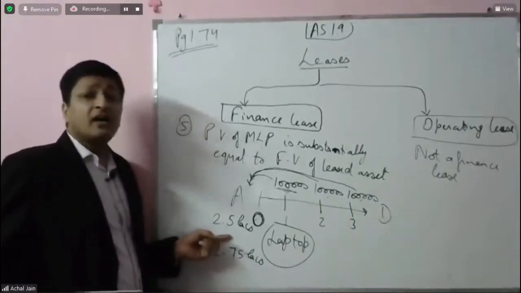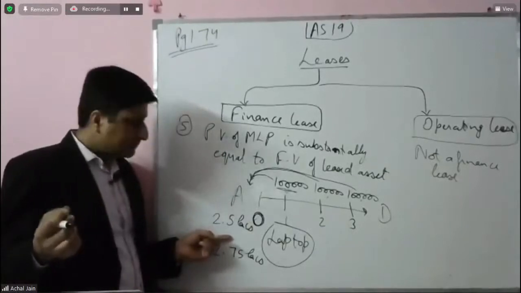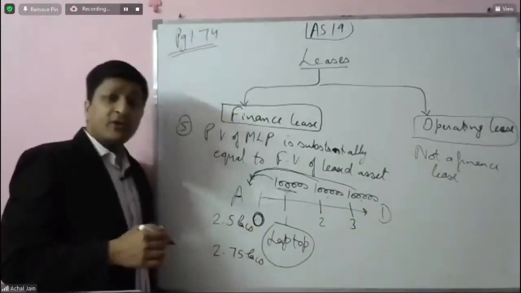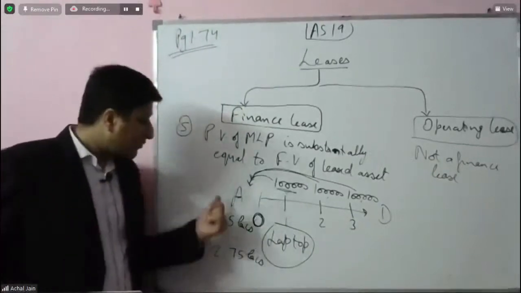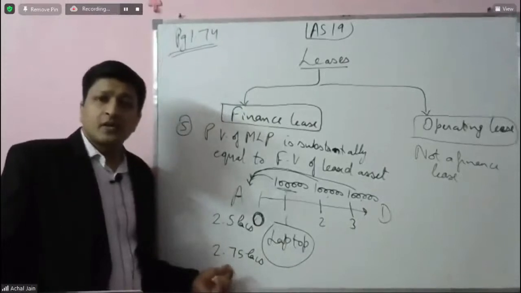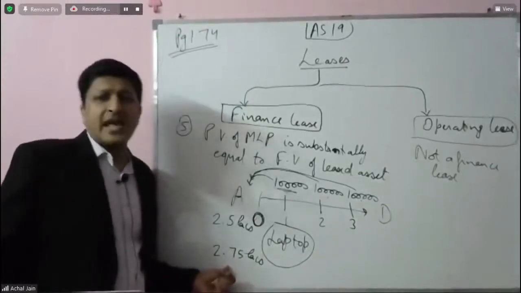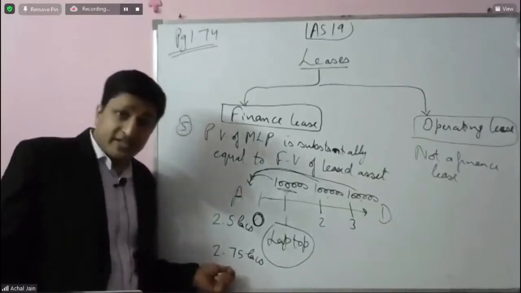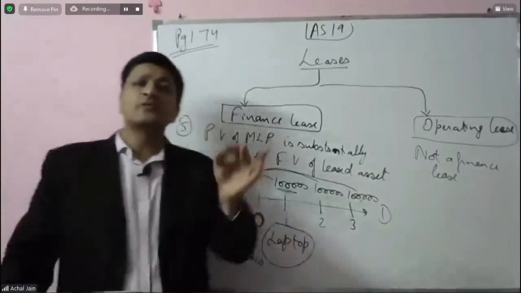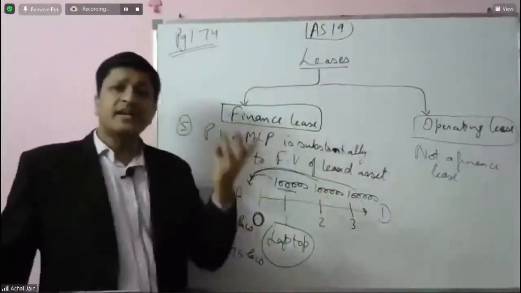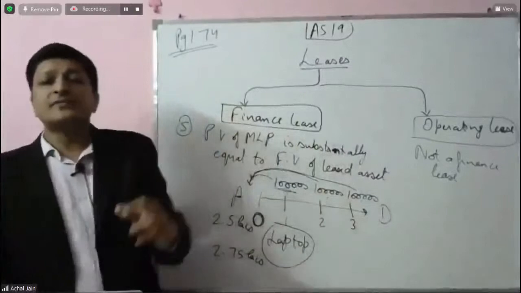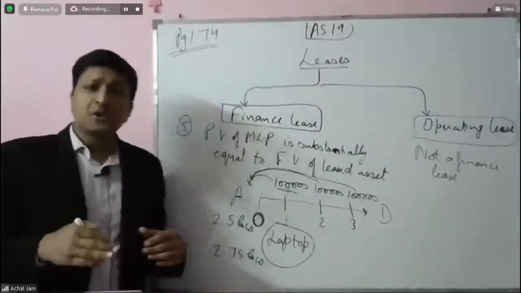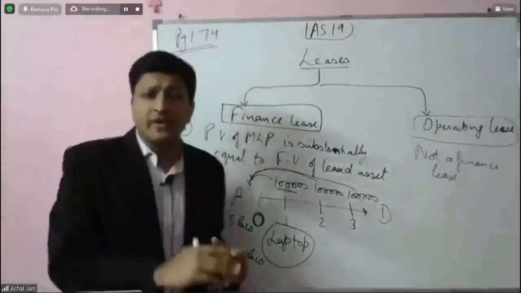if we remove the time value of money, of course, A is getting more. If A were to sell this asset, A would have got 2.75. But instead of selling this asset, A is giving this on lease and earning 25,000 extra, isn't it? A is getting 3 lakhs, getting 25,000 extra. What does that indicate? Time value of money. Because of this staggered payment, A is getting 25,000 more.